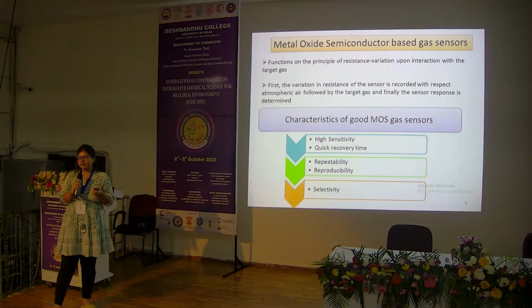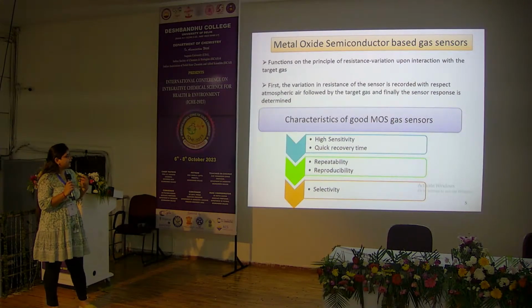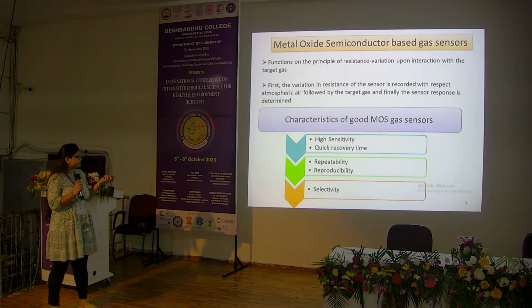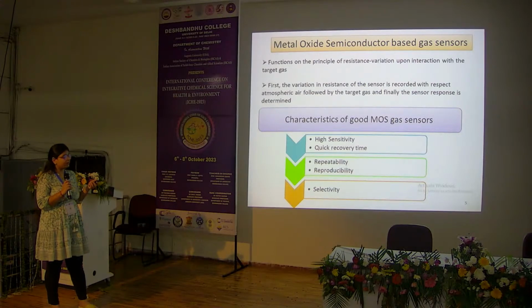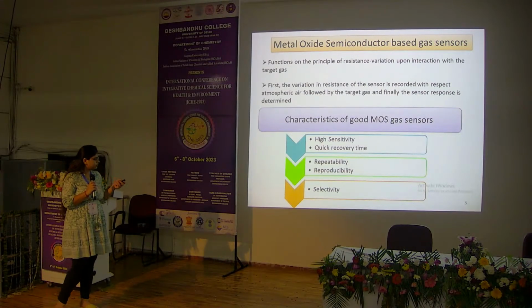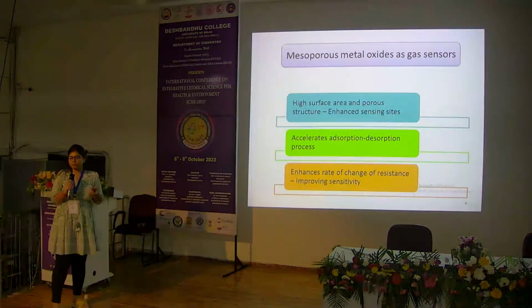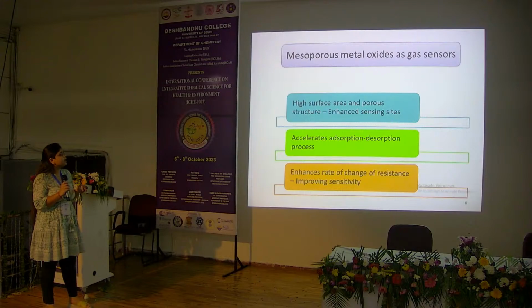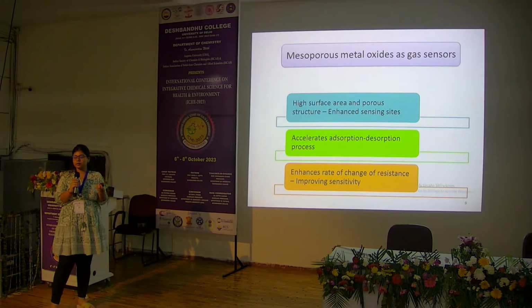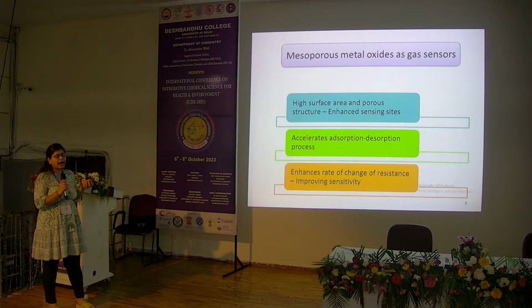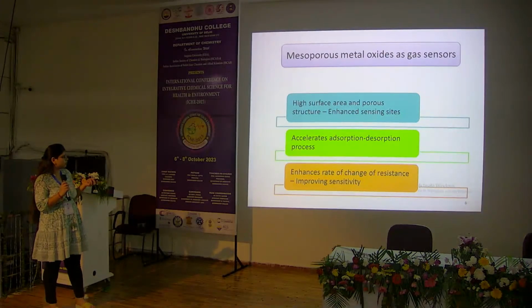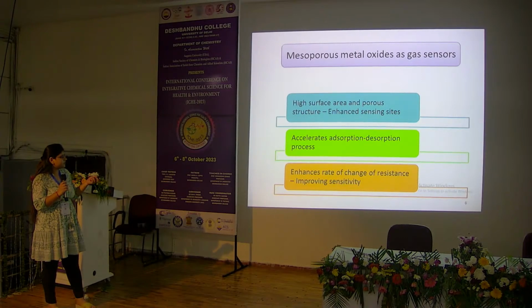So for a metal oxide semiconductor gas sensor to be highly effective, it must be highly sensitive. It should have a very quick recovery time and a very fast response time. It should be repeatable, it should show good reproducibility, and it should be highly selective. We have chosen mesoporous metal oxides as gas sensors because they have high surface area and porous structure, which enhances the sensing sites and accelerates the adsorption-desorption process of the gas, and hence improves the rate of change of resistance, thereby improving the sensitivity.